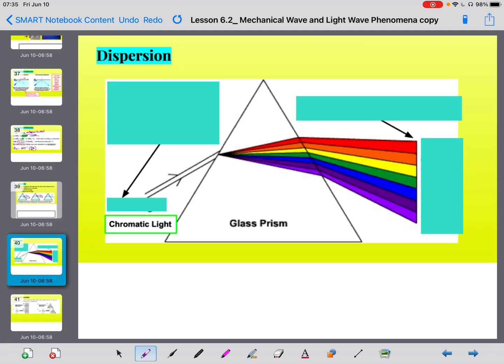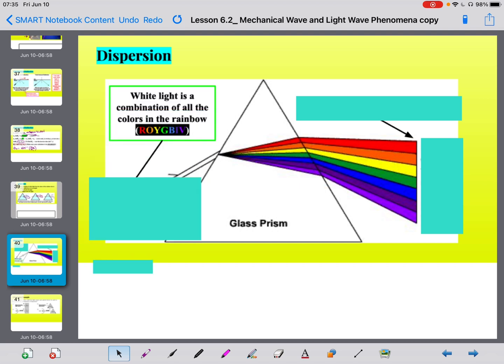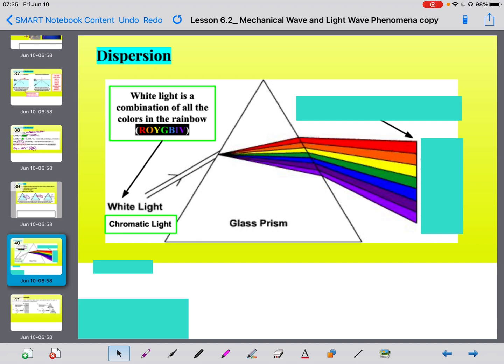So we call this chromatic light, which is also considered white light. Okay, what is chromatic light? Well, it is just white light that is the combination of all the colors in the rainbow. So hopefully you've heard the term ROY G. BIV. Okay, ROY G. BIV is kind of just a little acronym, right? Red, orange, yellow, green, blue, indigo, violet, all the colors in the rainbow.